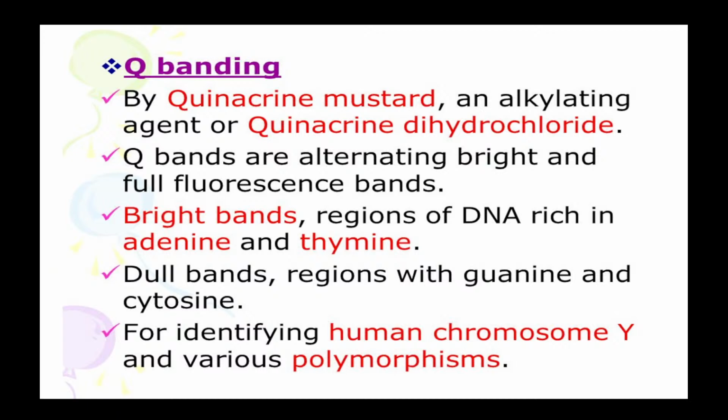Q bands are alternating bright and dull fluorescent bands. Bright bands are regions of DNA rich in adenine and thymine. Dull bands are regions with guanine and cytosine. This banding is used for identifying human chromosome Y and various polymorphisms.